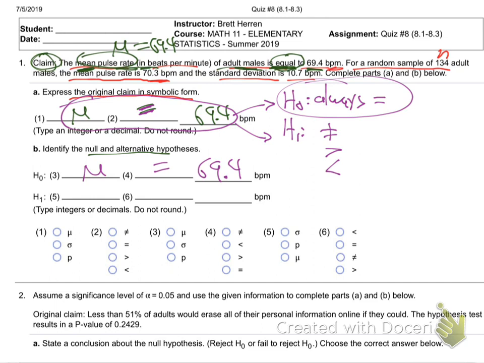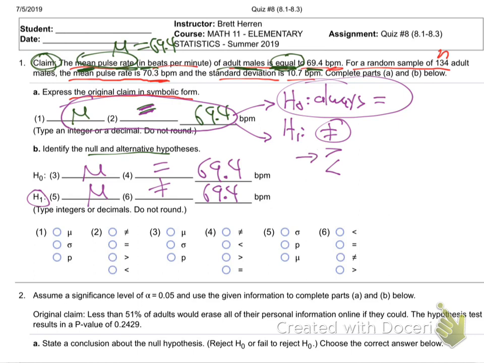Well, then what's left for the alternative? What's H1 going to be? Do we have any reason to do greater than or less than? There's nothing in this problem that says greater than or less than anywhere. So that means we're going to do mu not equal to 69.4. That's what you always do when they never say greater than or less than.